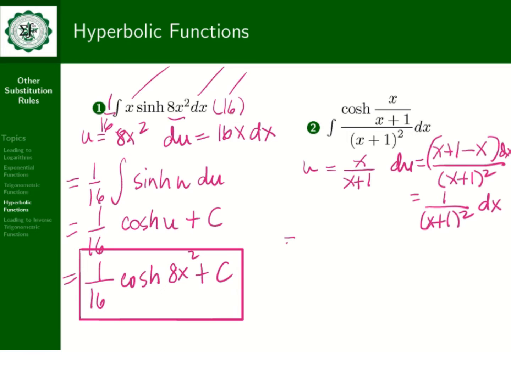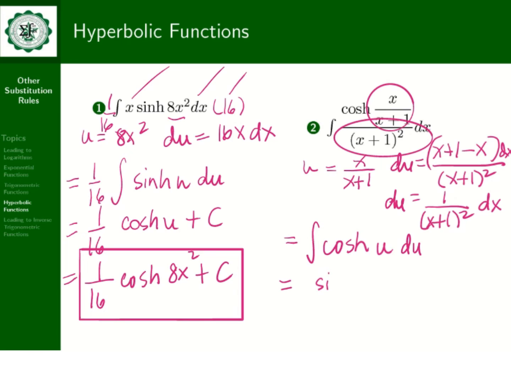And our given becomes cosh of, so x over x plus 1 will now become u. And then dx over the quantity x plus 1 raised to 2 is our du. And the answer will be, so the integral of cosh of u du is sinh of u plus c, and then we just replace u with x over x plus 1 and then plus c.